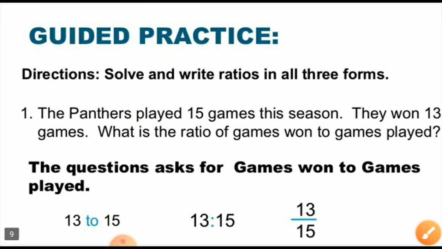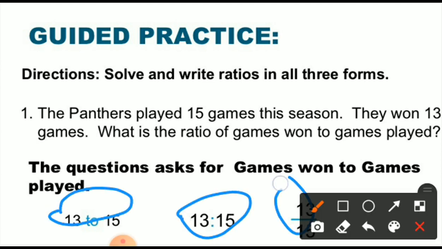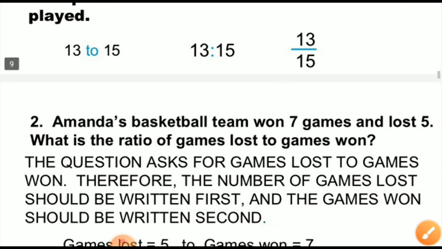Look here. Guided practice directions: solve and write ratios in all three forms. The question is given. The Panthers played 15 games this season. They won 13 games. What is the ratio of games won to games played? Students, here they ask games won first and then games played. So 13 they won and 15 they played. So 13 to 15 is the first answer, 13:15 is the second answer, and this is the third one, 13/15.